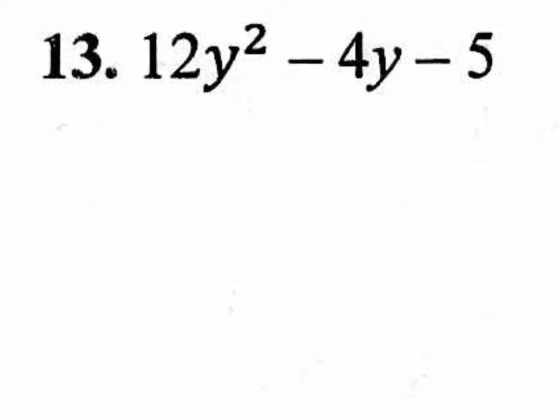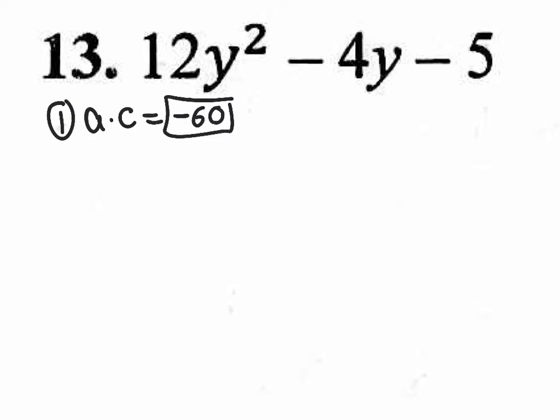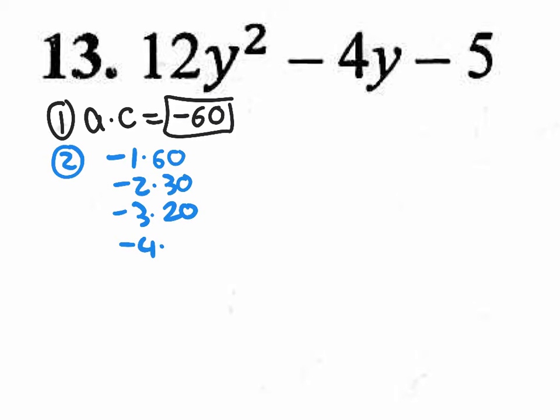Could you pull out a GCF? Absolutely not. Let's move on. Step 1, A times C. What is A times C? 60. Close. Negative 60. So we're going to take that negative 60 and move on to step 2. Think of the multiples of negative 60, like negative 1 times 60, negative 2 times 30, negative 3 times 20, negative 4 times 15, negative 5 times 12, negative 6 times 10, and that's about it.